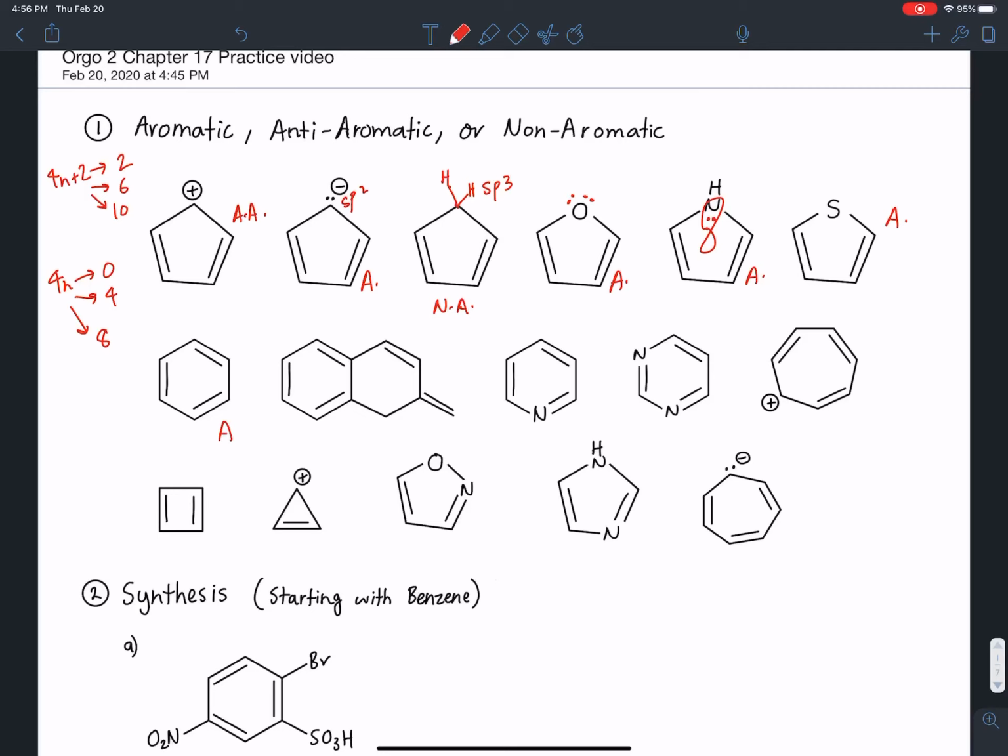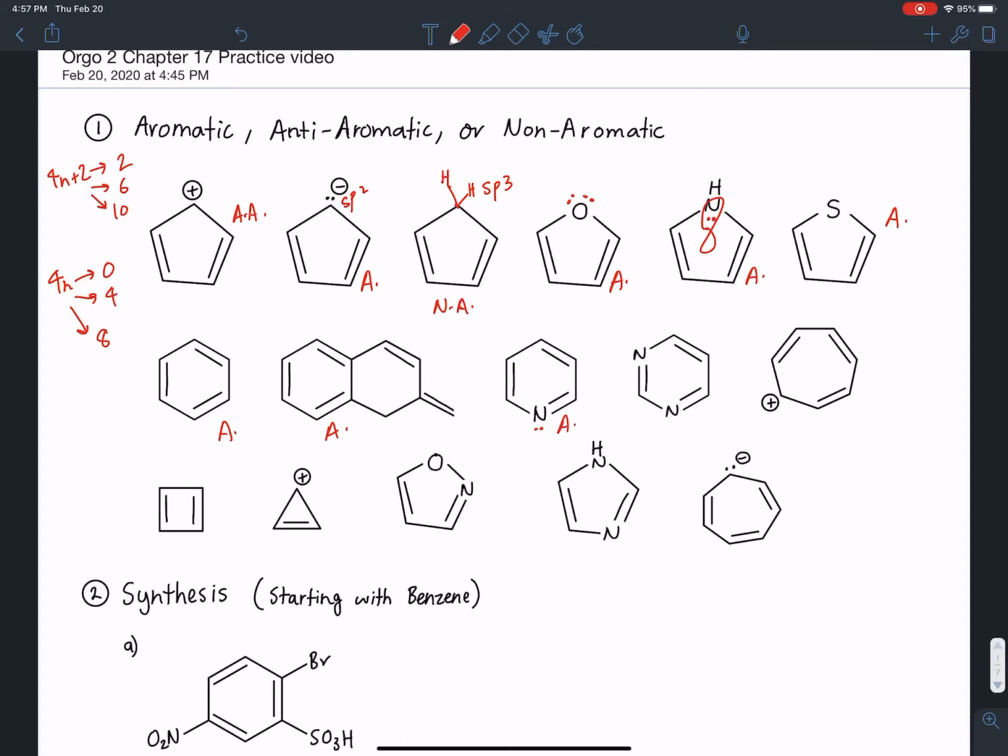Here, benzene we know is aromatic. Here we see a benzene structure, so even though this is sp3, it doesn't matter. As long as part of your structure is aromatic, you're good to go. So aromatic. This one, just like benzene, we have 1, 2, 3 bonds, and those are the only things we care about. These electrons are just sp2. We don't really care about them being in the p orbital.